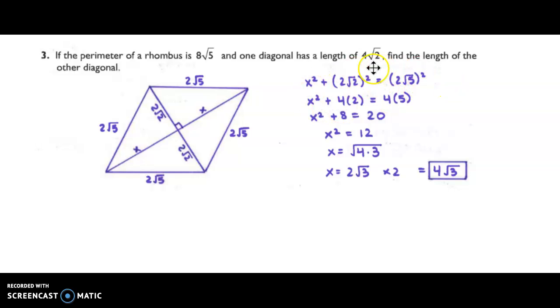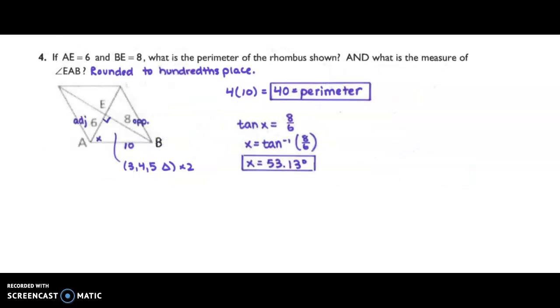We use Pythagorean theorem, right? X squared plus 2 root 2 squared equals 2 root 5 squared. And notice, I want to point out, you have these parentheses here, included with the squares, all right. Just another rhombus problem here, incorporating trigonometry, these trig ratios, right? You have opposite over adjacent, so you have to use tangent, okay?